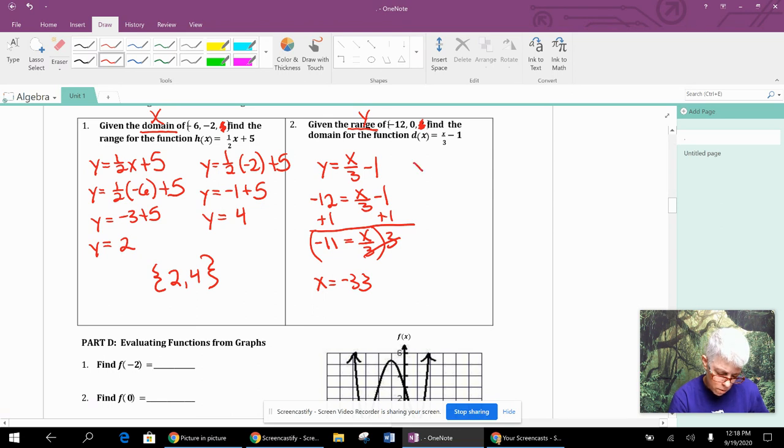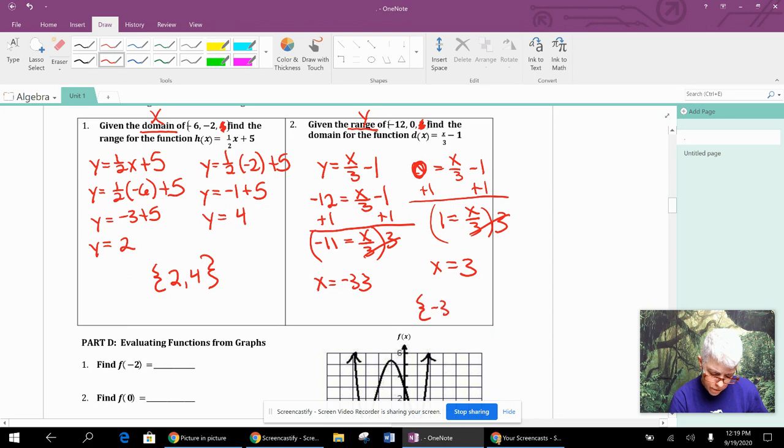Okay, y, oh, I don't want to write y again. Let's just go ahead and call it 0. 0 equals x over 3 minus 1. So I'm going to add the 1. 1 equals x over 3. Clear the fraction. X equals 3. So here I have my brackets again, and this time it is -33 and 3 as my brackets.